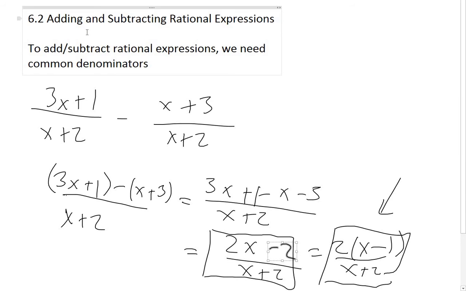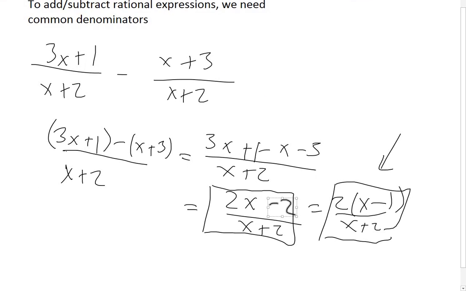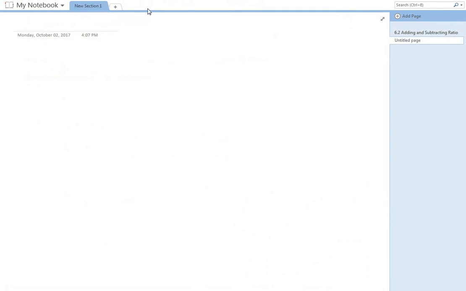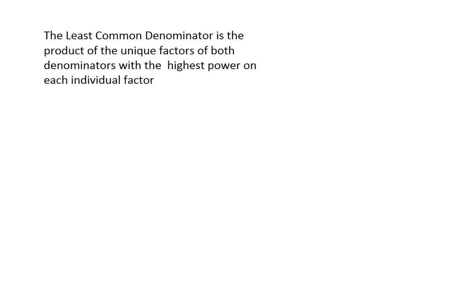So I'm going to show you first how to find the LCD, and then I'll show you a few of what I think are the harder problems for adding and subtracting rational expressions. So let's just go through it. All right, so the least common denominator is the product of the unique factors of each of the denominators with the highest power from each individual factor.